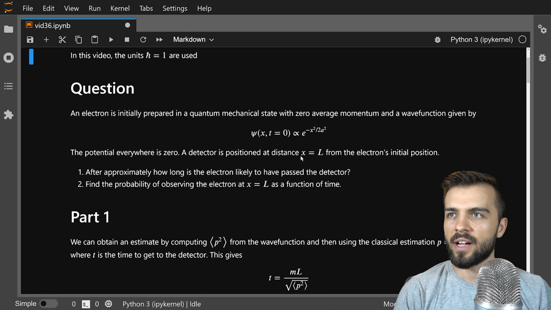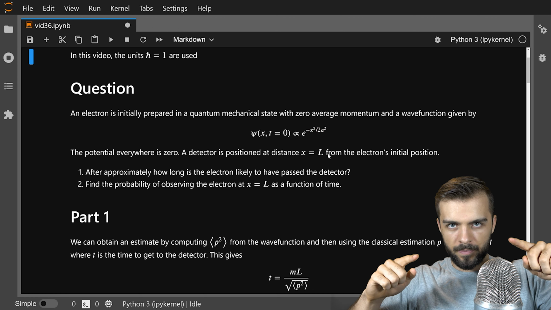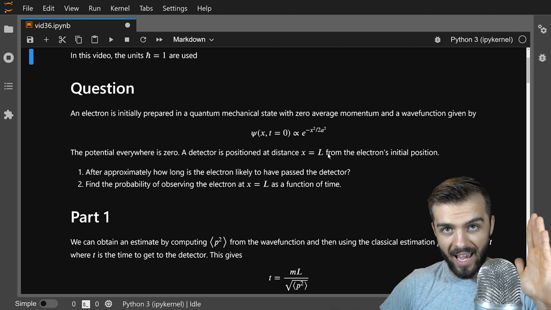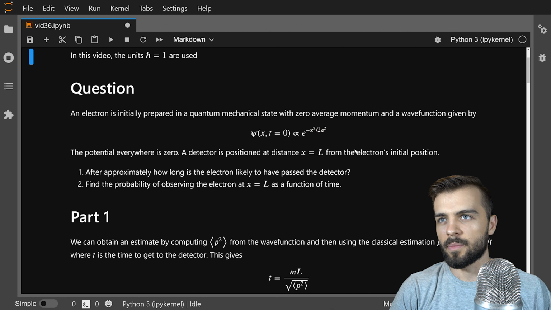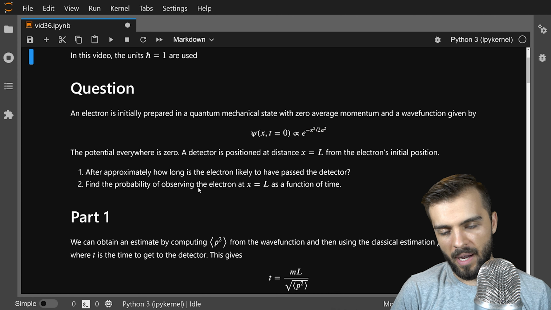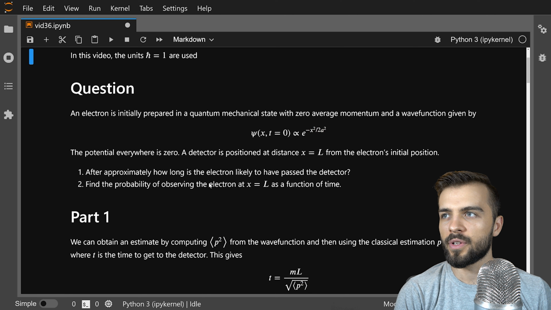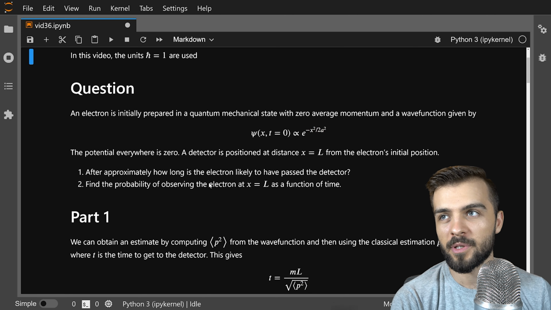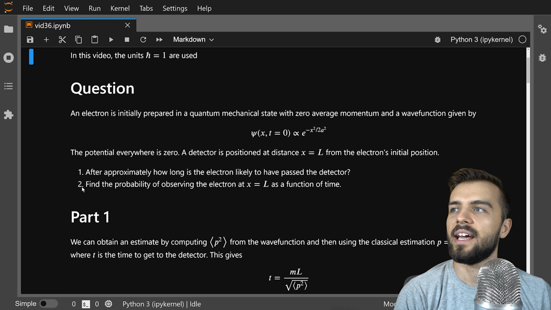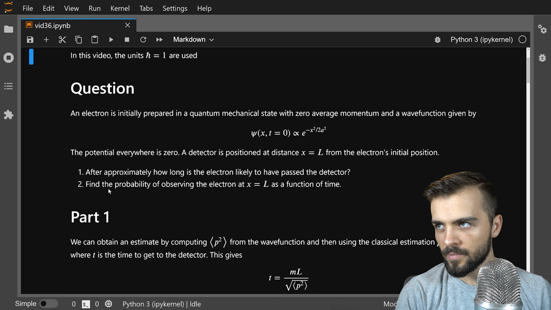Then you place a detector at x equals L. So you have your particle, x goes from negative infinity to infinity, and then you have a detector at x equals L. And that's from the electron's initial position. And there's two questions here. The first one you can sort of solve by hand pretty easily, and we'll go over that. And there's a few things that the computer can help us with in terms of algebra, because I don't like doing algebra by hand.